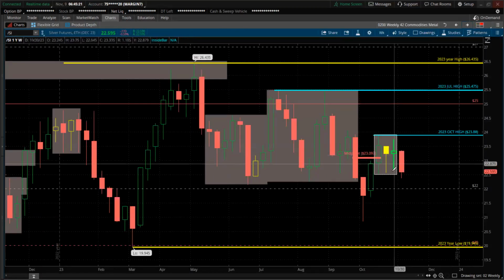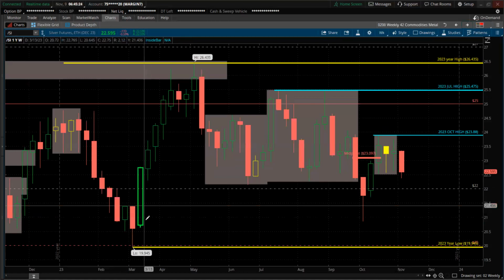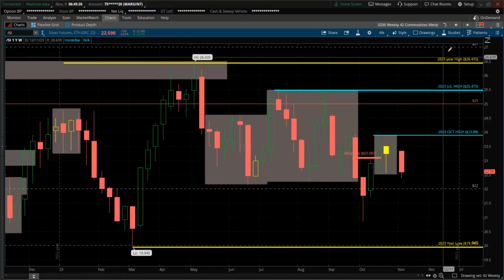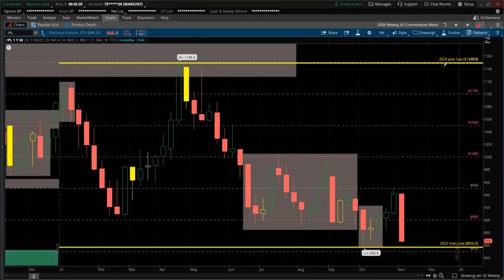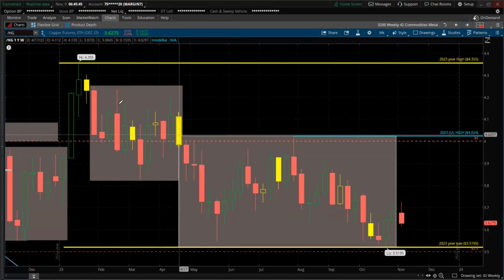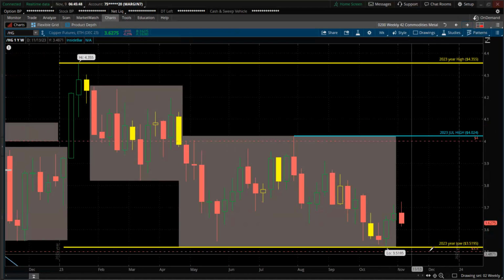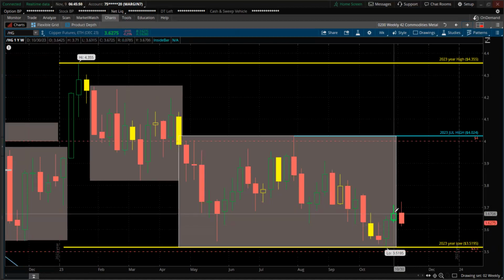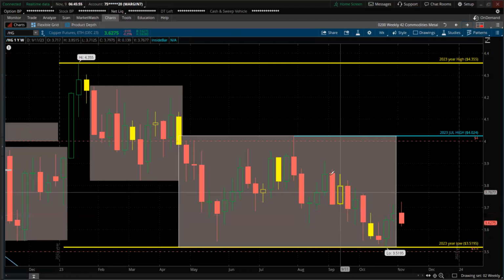Silver broke below this consolidation as well. Here's the high for the year. Here's the low for the year. Platinum, here's the high for the year. Here's the low for the year, very close to the low of the year. Also, this is a swing low it's coming into. Look at that big dump for the current week. And copper, high of the year, low of the year, very close to the low of the year. Interesting, it made a higher high and a lower low than the prior week. Small trading range compared to this trend down.